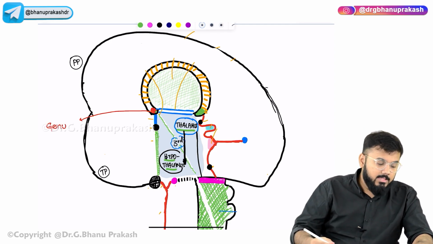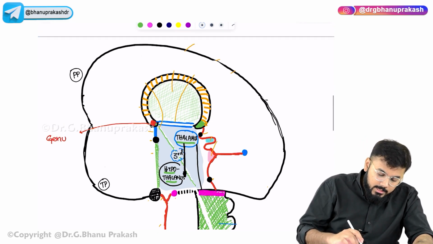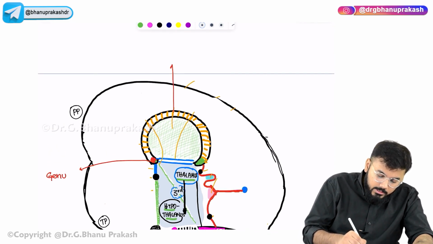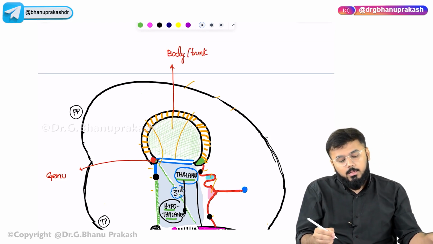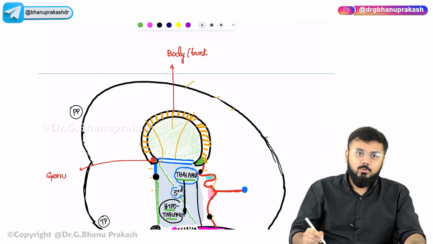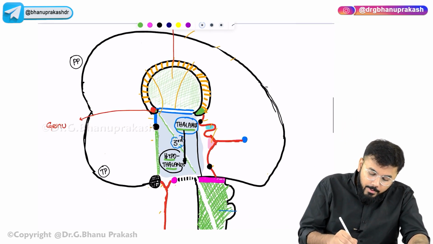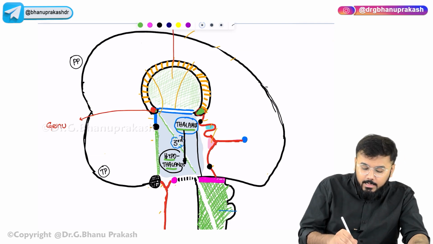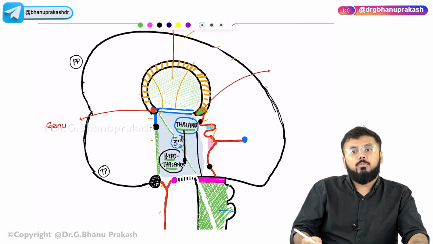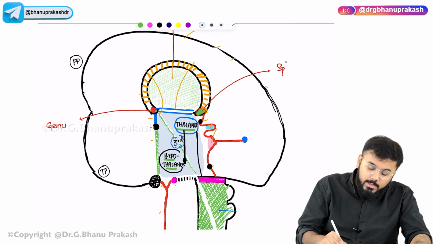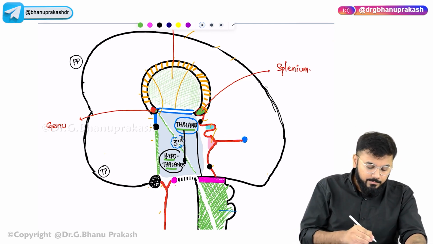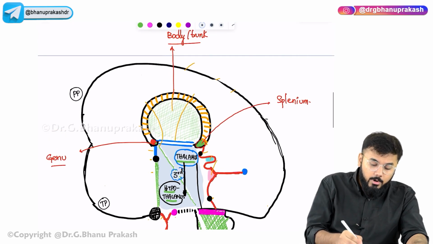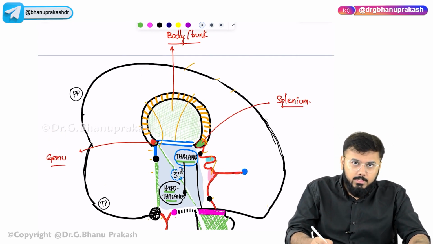Now after this genu of corpus callosum, this particular structure over here is called the body or the trunk of corpus callosum. After that, the part which is on the back, the green color part, is called the splenium of corpus callosum. Three important things: genu of corpus callosum, body or trunk, and splenium of corpus callosum.